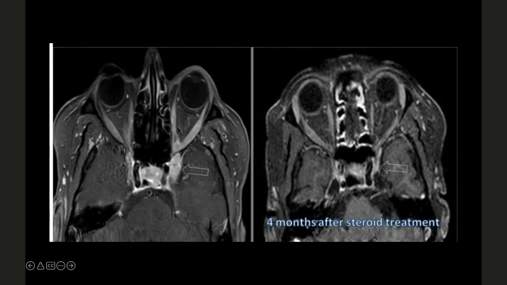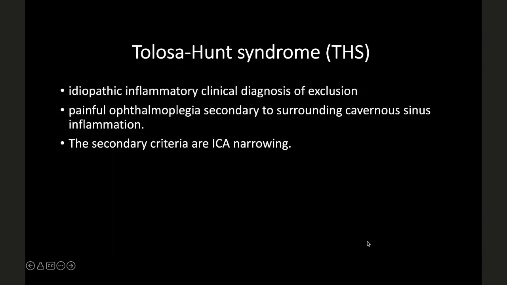So look at this. It never looks this pretty usually. It's always a subtle finding, but when you see this, it's beautiful. So you see an enhancement. It's asymmetrical. It's involving the cavernous sinus. And is it maybe going into the orbital apex? Probably. But then in 4 months, it's like magic. It goes away with steroid treatment. The Tolosa Hunt syndrome, okay?